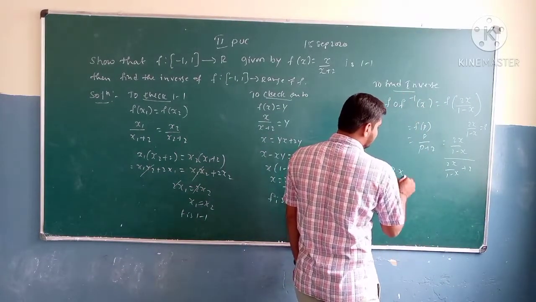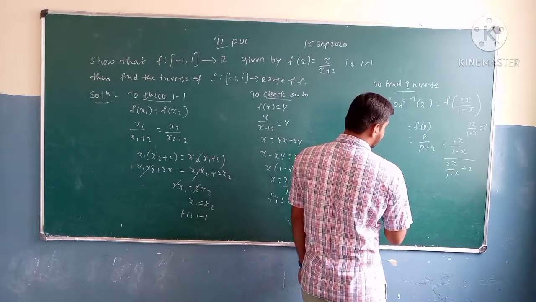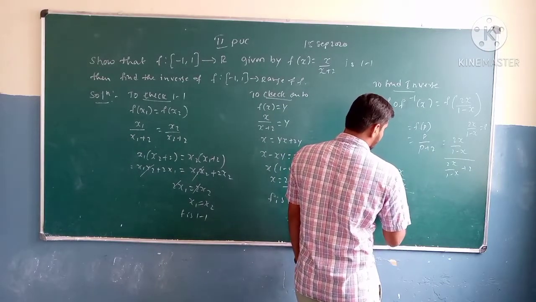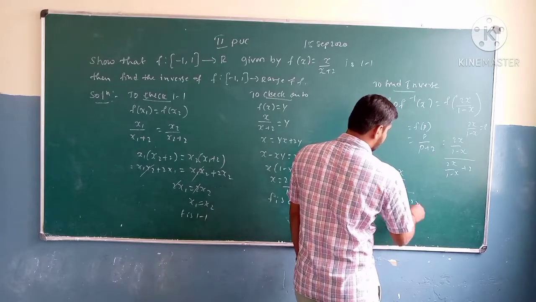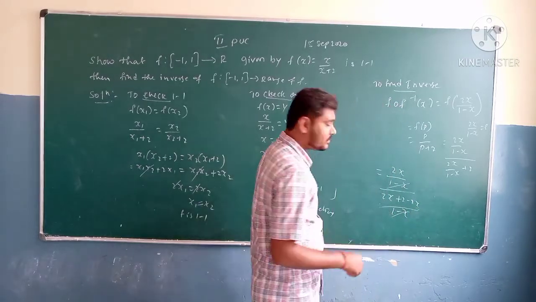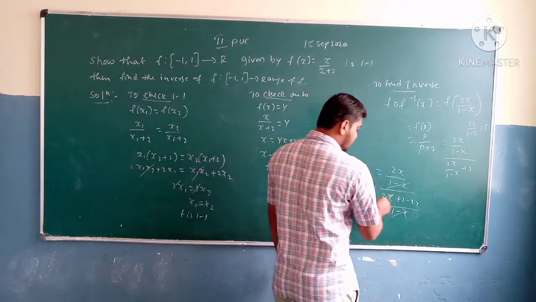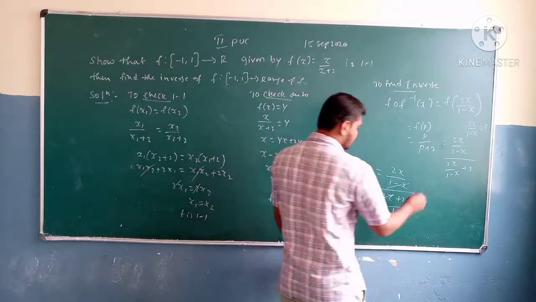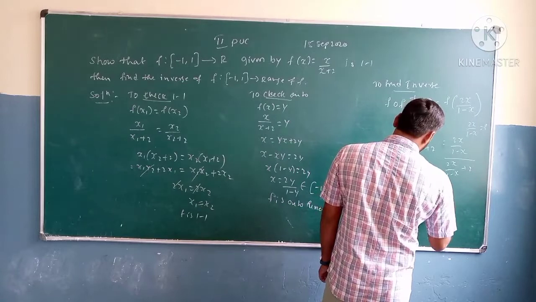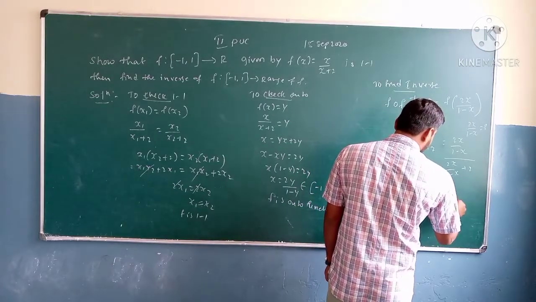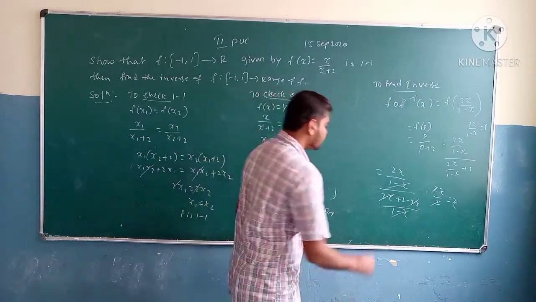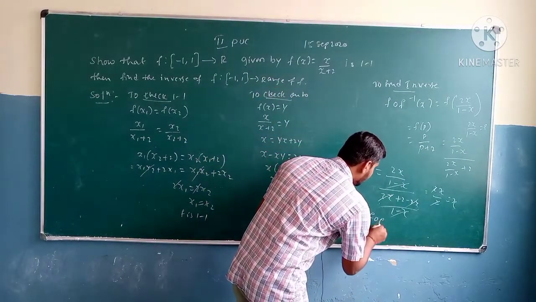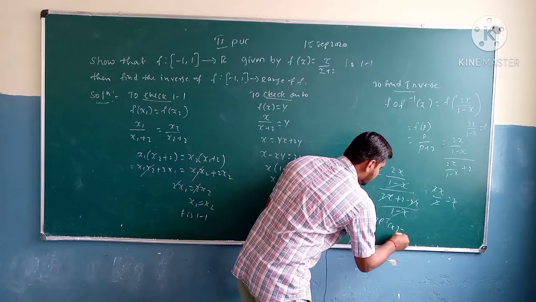So that's going to be 2x divided by 1 minus x, divided by 2x plus 2 minus 2x, so divided by 1 minus x. Here 1 minus x is going to be cancelled. So 2x is going to be cancelled. Again, 2x divided by 2, so 2 again is going to be cancelled. The answer is going to be x. So we can say that f inverse of x is going to be x.